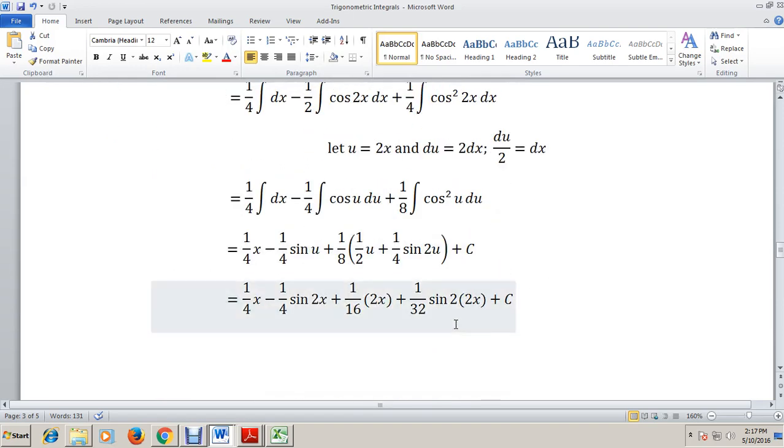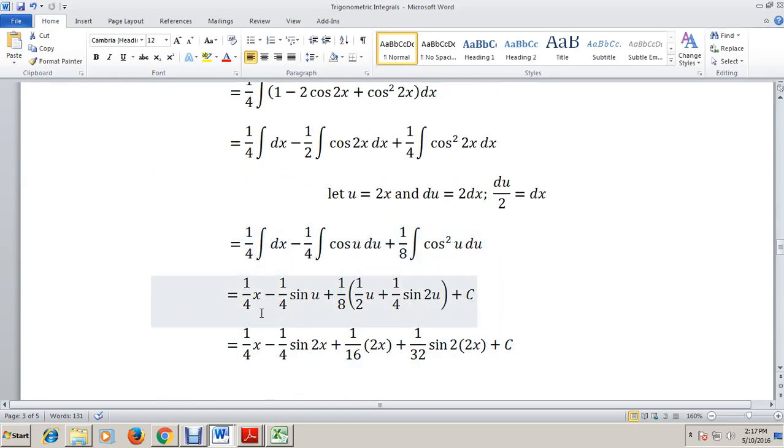Okay, so now what is left here is the further simplification. Of course, this becomes 1/4 x minus 1/4 sine u. Distributing 1/8 to the two terms for the result of the integral of cosine square u du, this becomes 1 over 16. Okay, so u becomes 2x. 1/4 sine 2u, 2 times 2x becomes 4x. And we also have 1/4 times 1 over 8, that gives us 1 over 32.